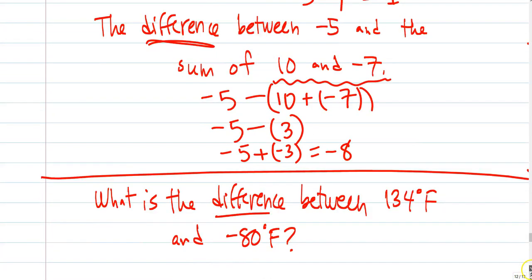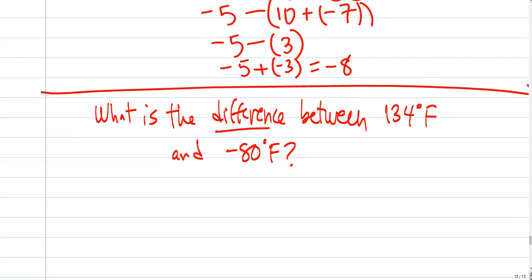One more thing. What is the difference between 134 and negative 80 degrees? So let's say, I guess you could say if I was dealing with a place in the world that was really hot, and one place is 134 degrees, and I measure another place where it's really cold, negative 80 degrees. And somebody goes, what's the difference between those two temperatures? What does difference mean?